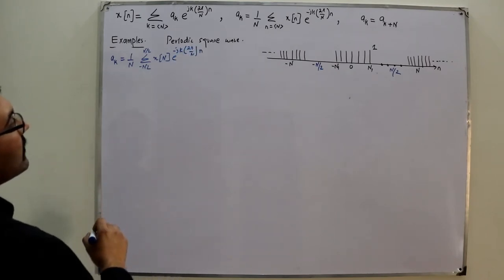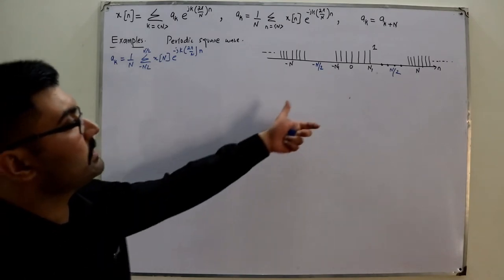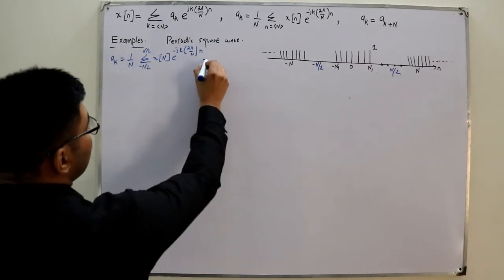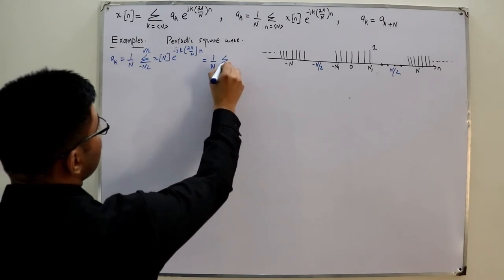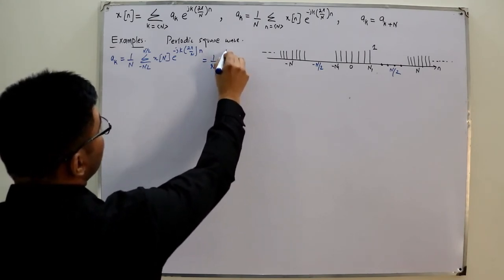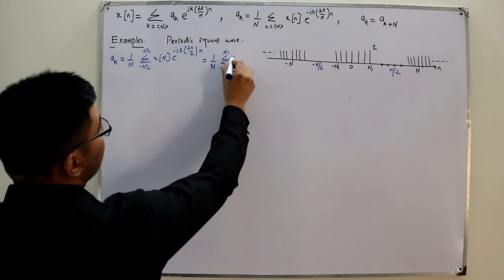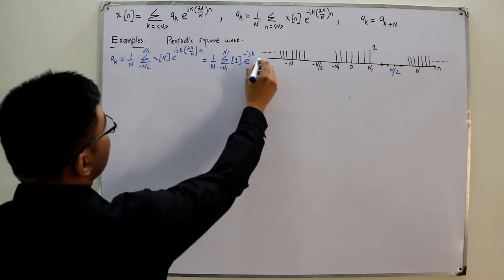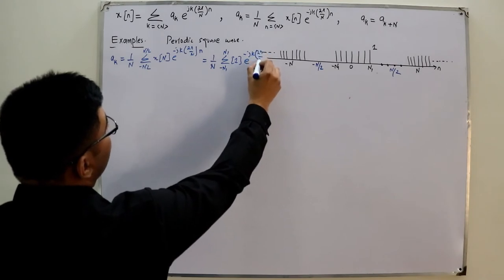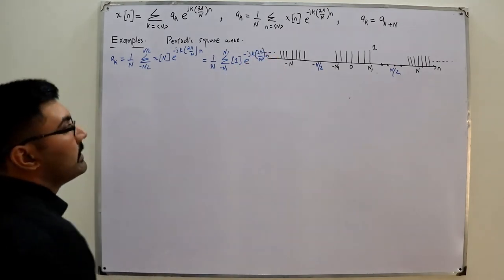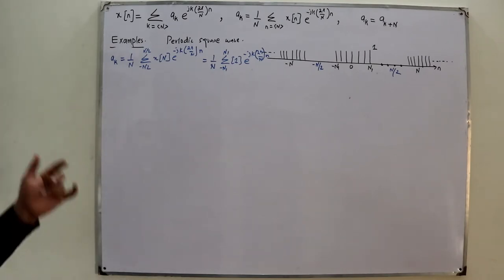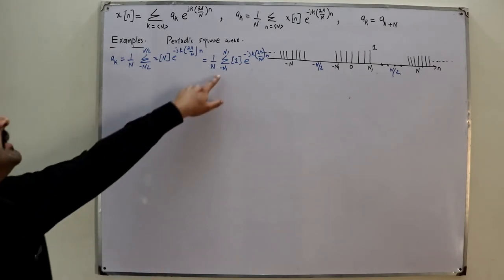Now have a look, the function only exists in the interval negative N1 to N1, which lies in this interval. So I could write that this is equal to 1 upon N, the summation from negative N1 to positive N1, the value of x of n is 1, multiplied by exponential negative jk 2 pi by capital N into small n. Now I want to make the lower limit 0.